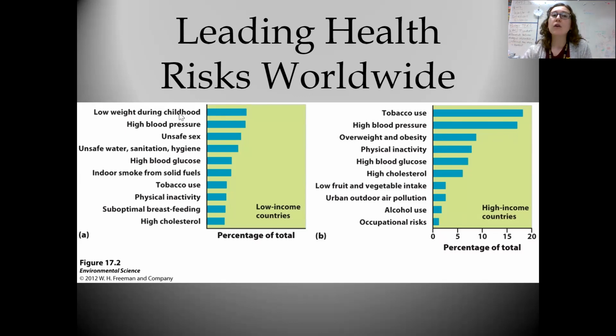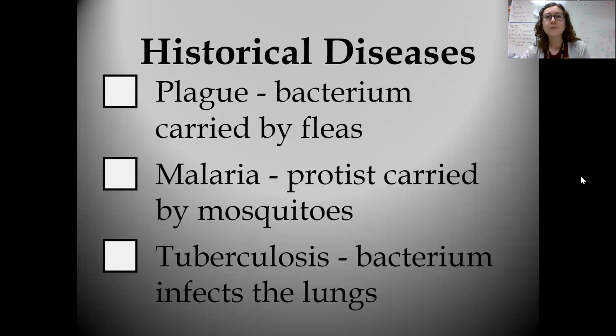Whereas when we're looking at low weight during childhood, anemia, malnutrition, all those could be different things that occur in a low-income country. So we're starting to see these differences depending on where an individual is born and what their most prominent risk factor is going to be throughout their lifetime. High blood glucose, again, these are some that are going to be pretty similar, but we're really seeing that difference in tobacco use and low weight during childhood being those leading factors.